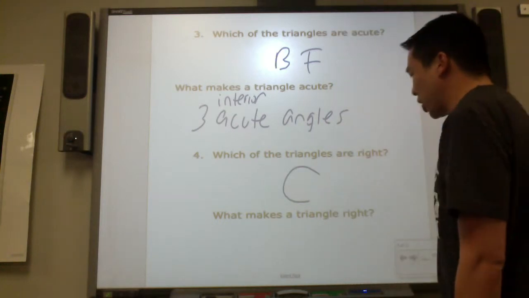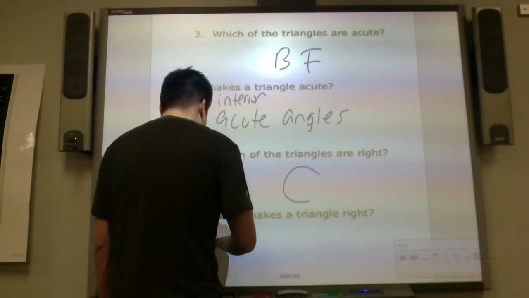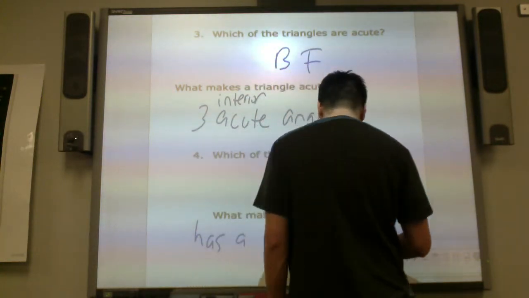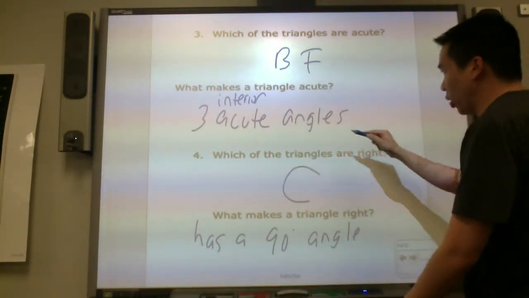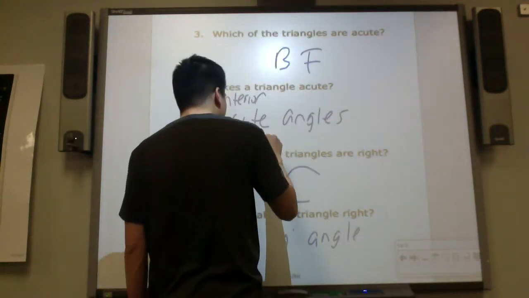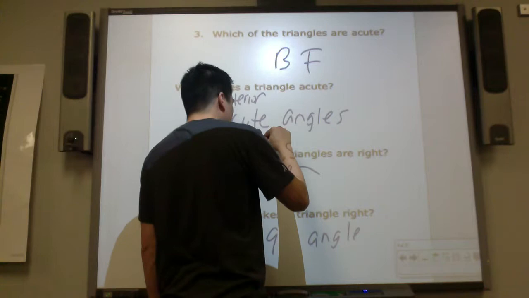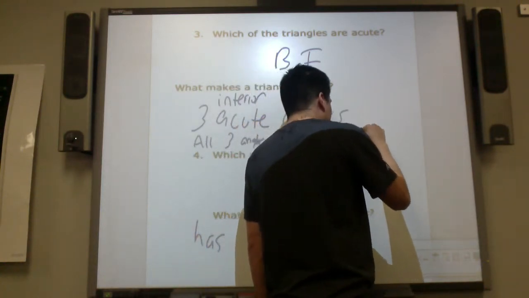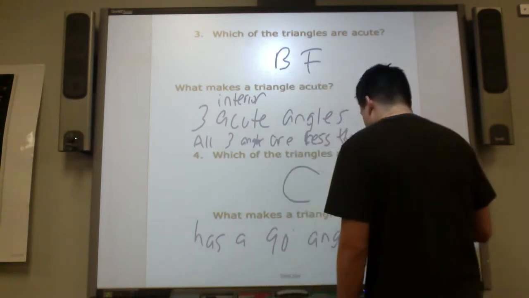What makes a triangle right? It has a 90 degrees angle. In an acute triangle, all 3 angles are less than 90 degrees.